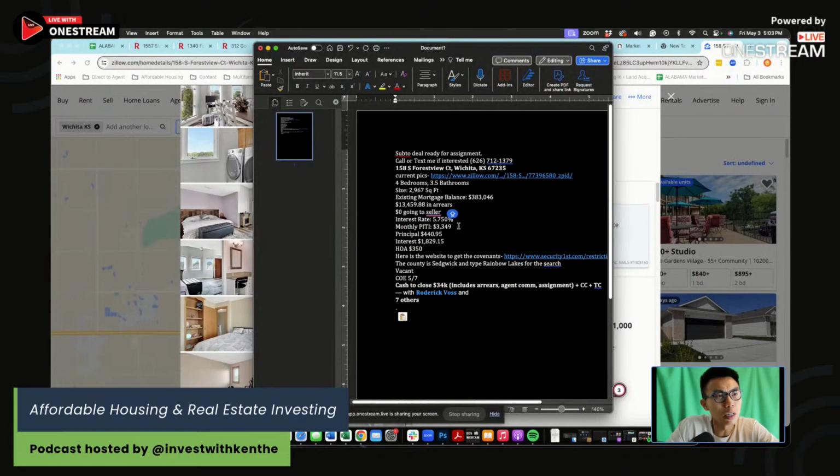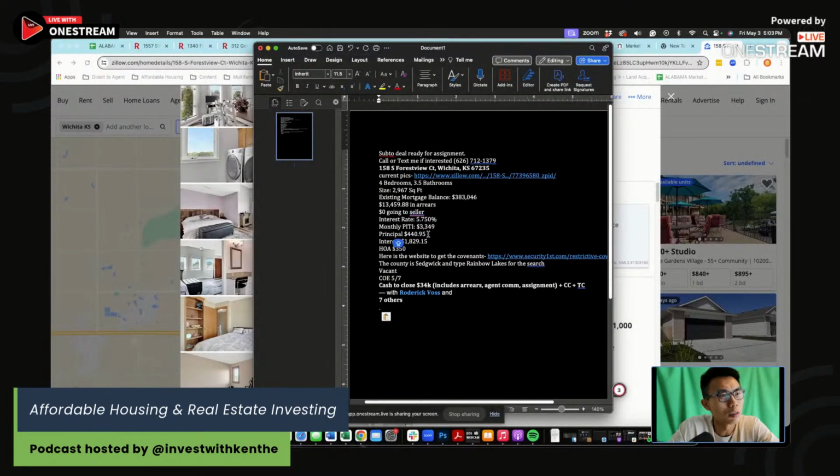All right, the interest rate is 5.75%. The monthly PITI is $33.49. The principal breakdown here is $440 principal, $18.29 interest. I'm assuming the other is property taxes and insurance, and then there's also an HOA of $350. All right, so that's a covenant. Cash at close is $34,000, so that includes this arrears of $13,000, and then there's probably commissions and assignments. So we'll put that in.